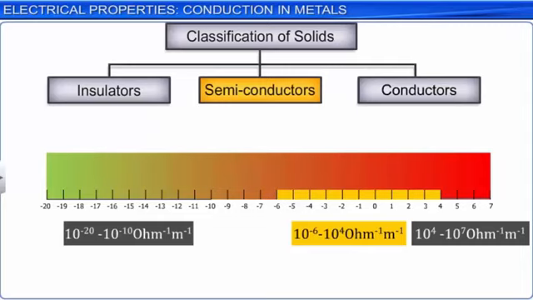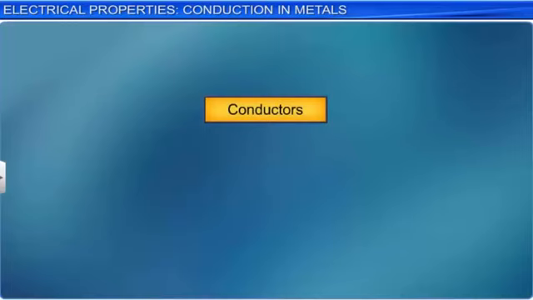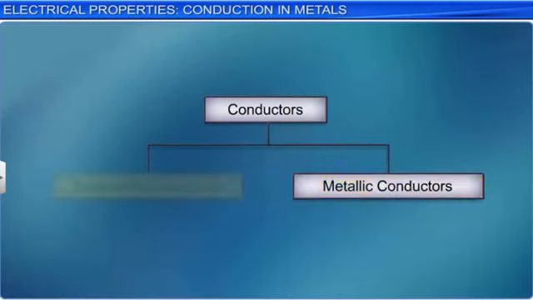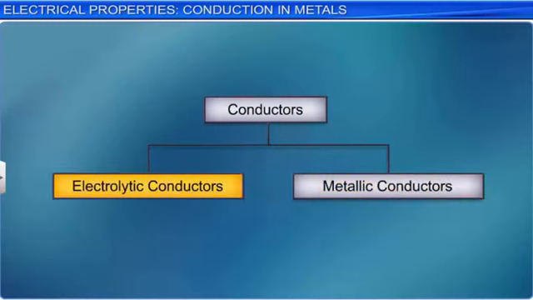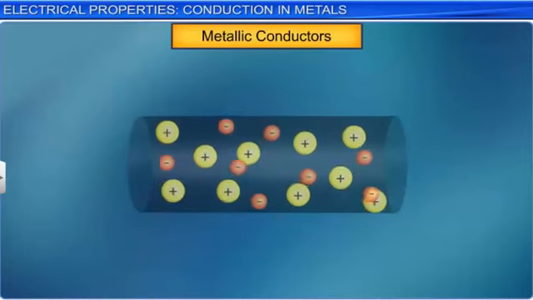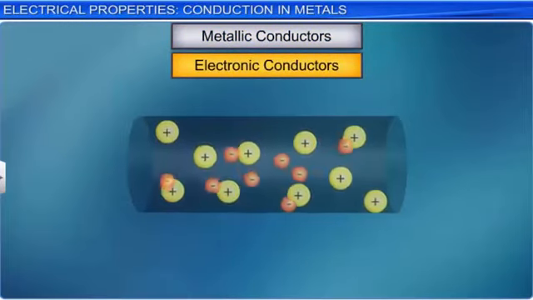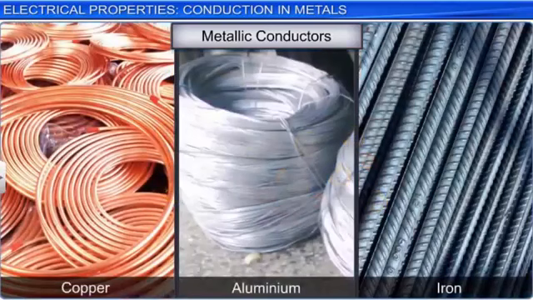Let's first study conductors in detail. Depending upon the mode of conduction, conductors can be classified into two types: metallic conductors and electrolytic conductors. In metallic conductors, the conduction is due to the movement of electrons. They are also referred to as electronic conductors. Metals belong to this category and conduct electricity without undergoing any change.